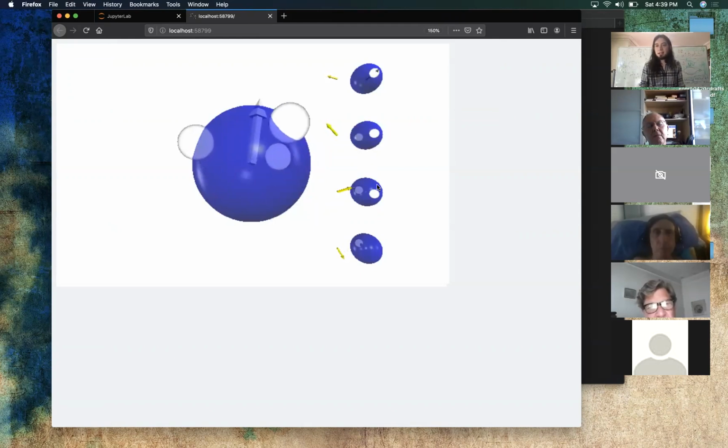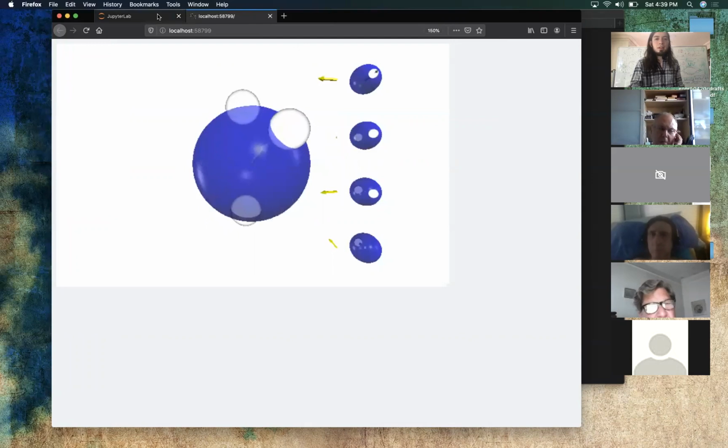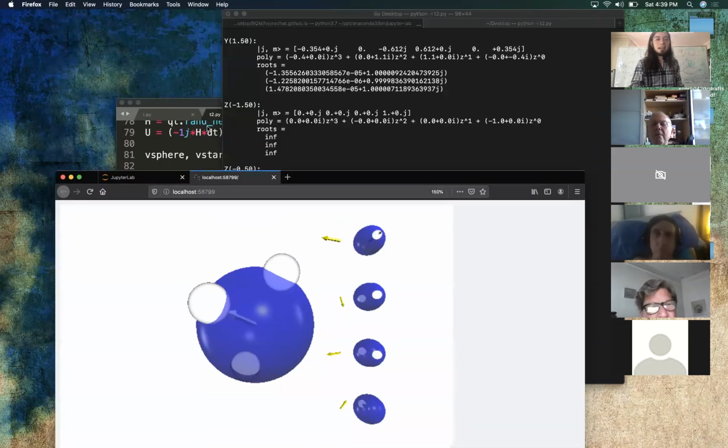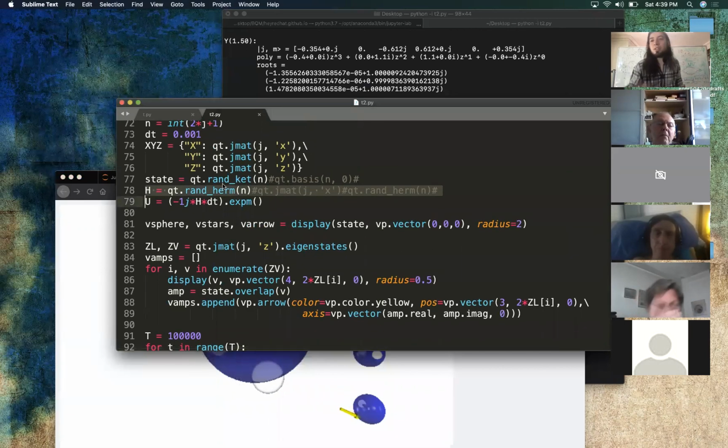Matthew, can you just say a little about what the form of the random Hamiltonian is? Yeah, well, as I say, it's random. For example, Q-tip has a function that I call random Hermitian matrix of a certain dimensionality. It just gives me a random matrix. It's Hermitian, it's equal to its own conjugate transpose. And that's it. I can't say anything else. It's just completely random.